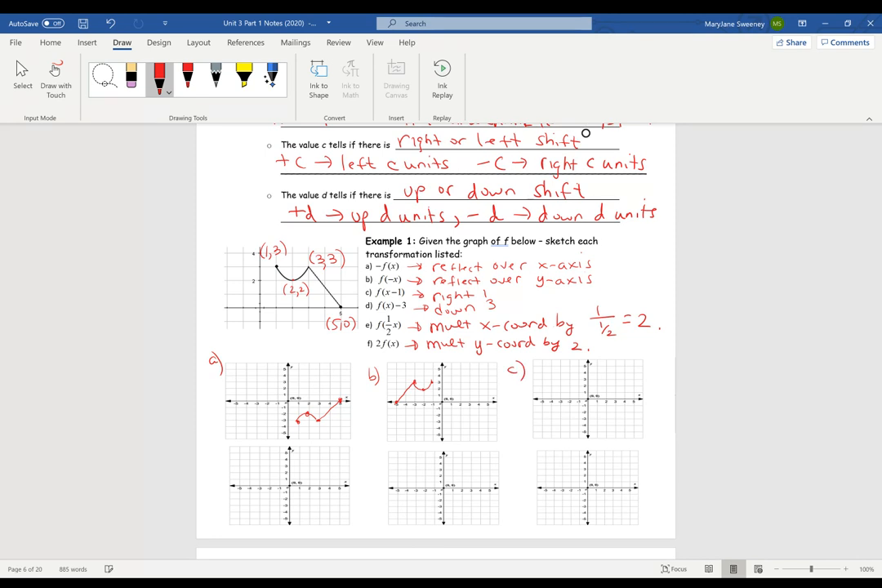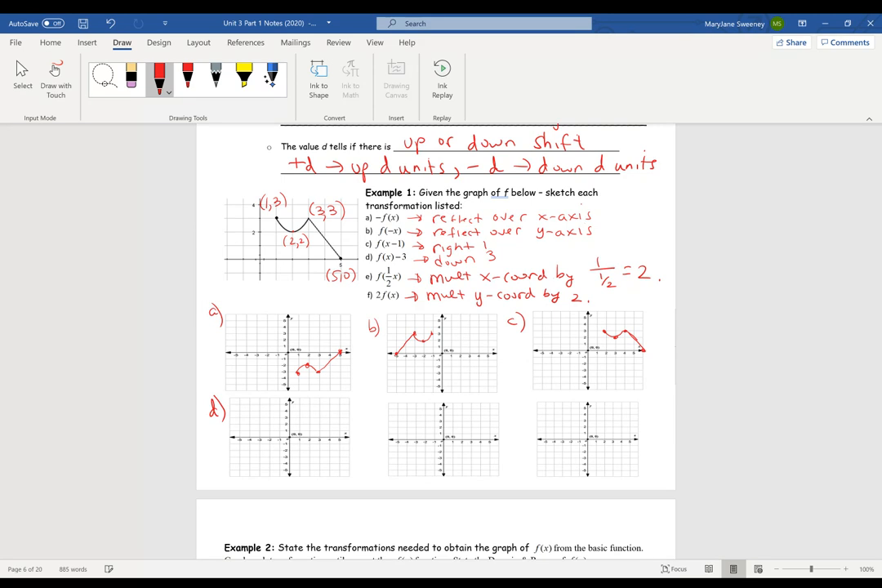C, right 1. So 1, 3 is going to go to 2, 3. 3, 3 is going to go to 4, 3. 2, 2 is going to go to 3, 2. 5, 0 is going to go to 6, 0. So you're adding 1 to the x coordinate.